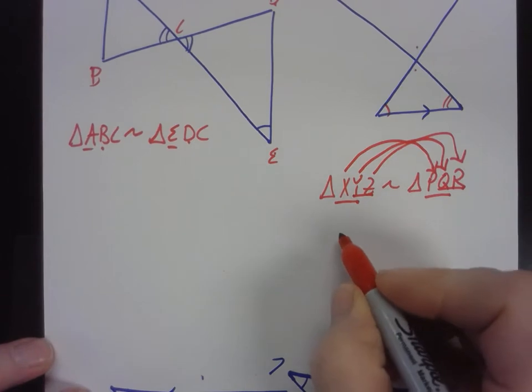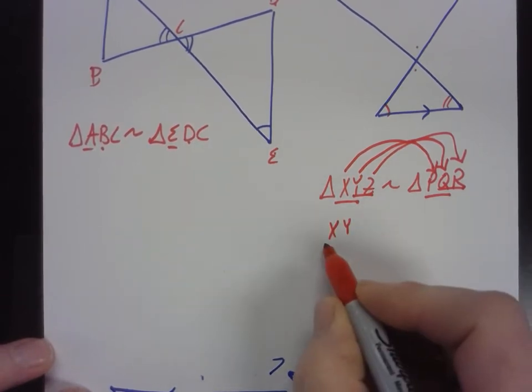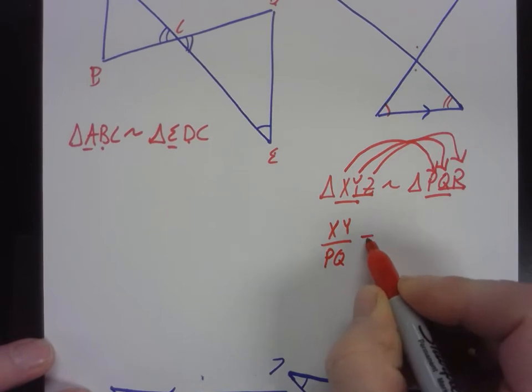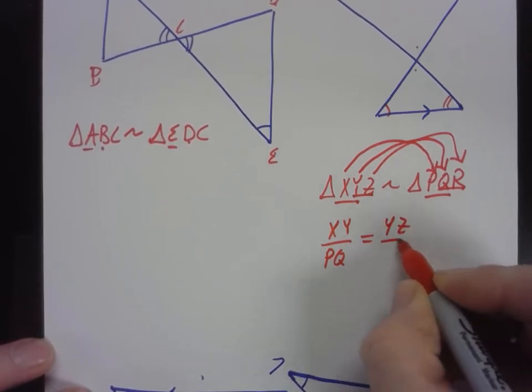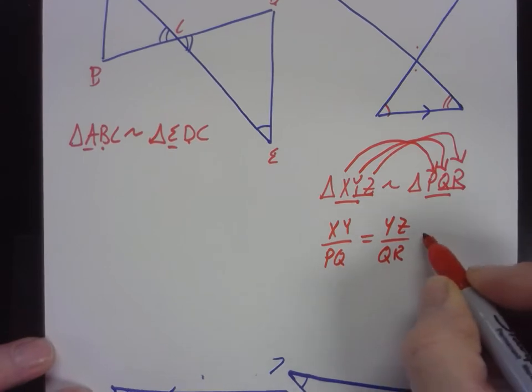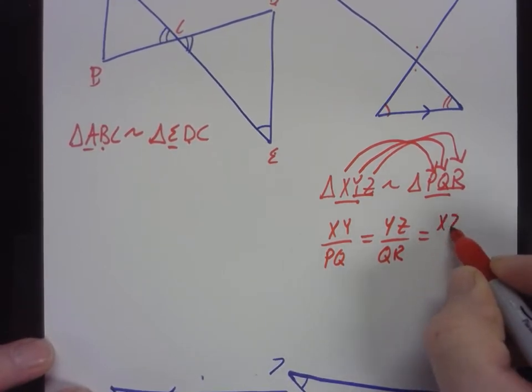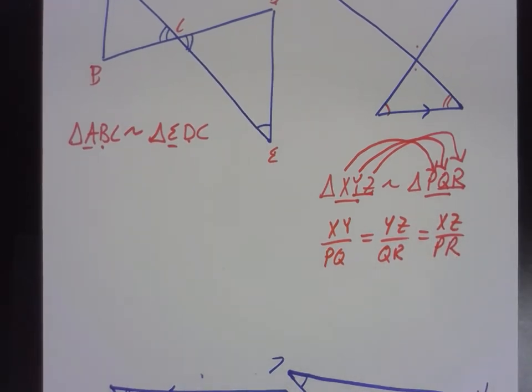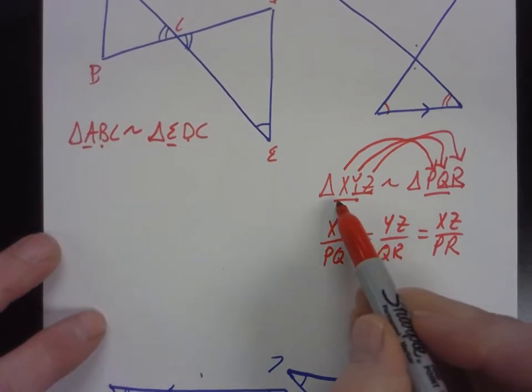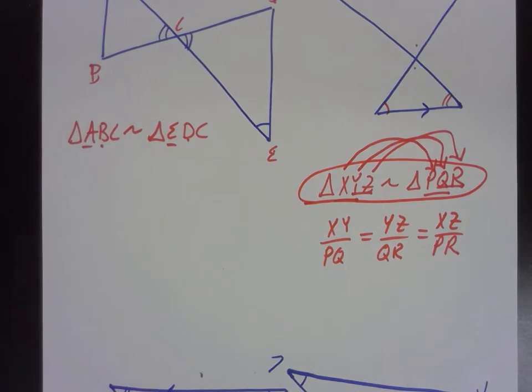So if I said the measure of XY over the measure of PQ, it's going to equal the measure of YZ over the measure of QR, and that's going to equal the measure of XZ over the measure of PR. So all of those are proportional. We good with that? So when you see these congruent statements, they're not there for nothing. Okay, there's something that we need to think about and help us. Now let's talk a little bit about why we care about similar triangles.